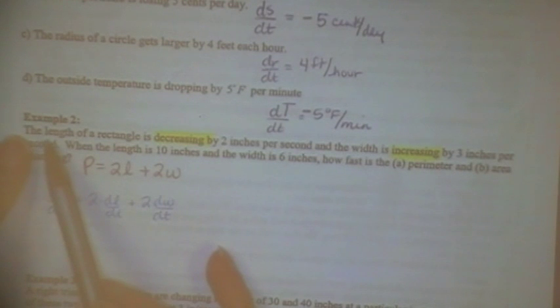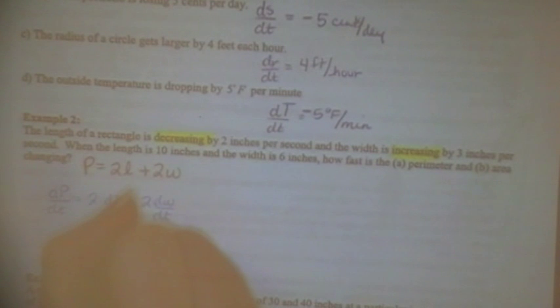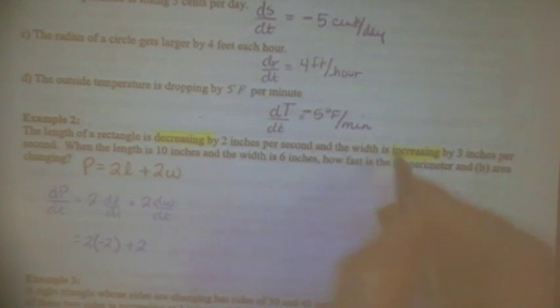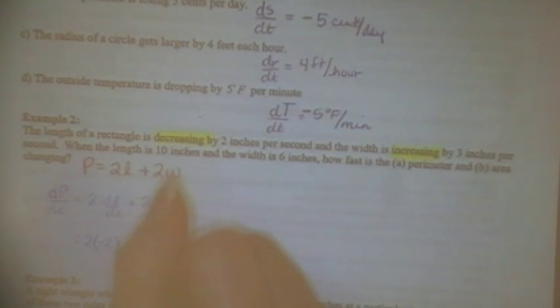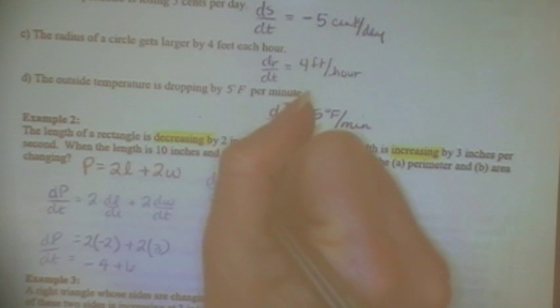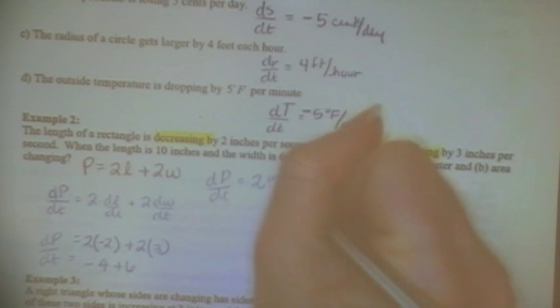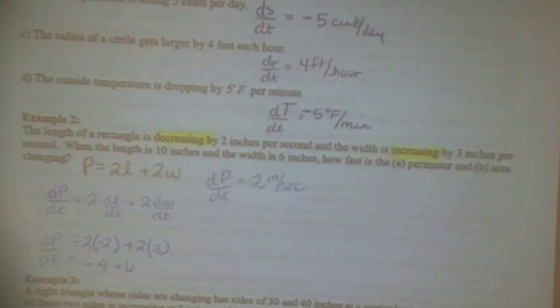Length is decreasing. So that's your dl/dt. So I'm going to do 2 times negative 2 inches per second. My width is increasing by 3. So that's 2 times positive 3. And we get negative 4 plus 6. So dP/dt is increasing by 2 inches per second. Okay, everybody good?